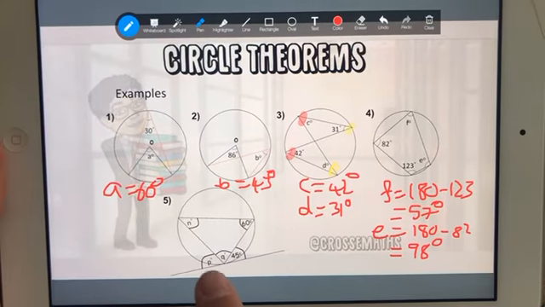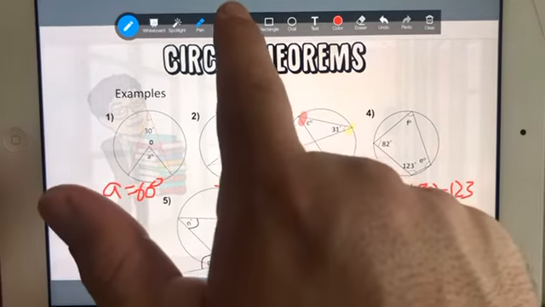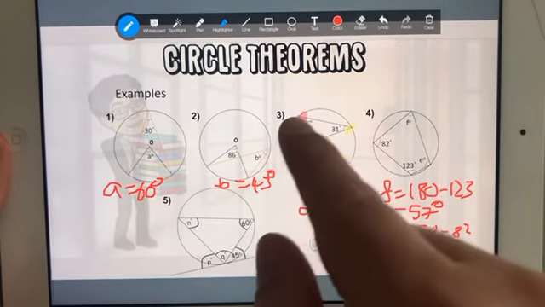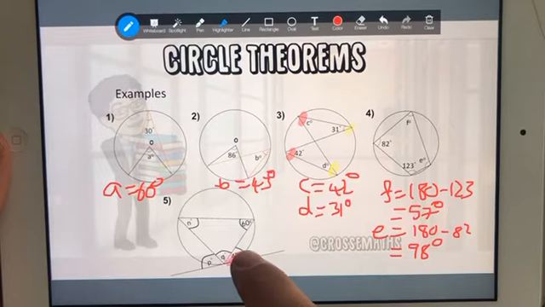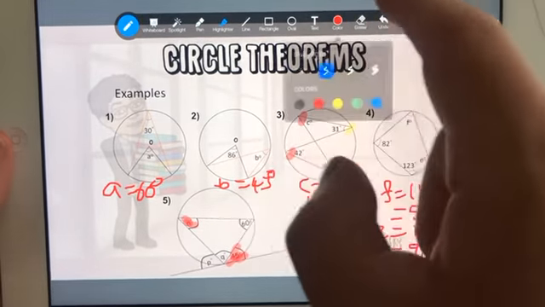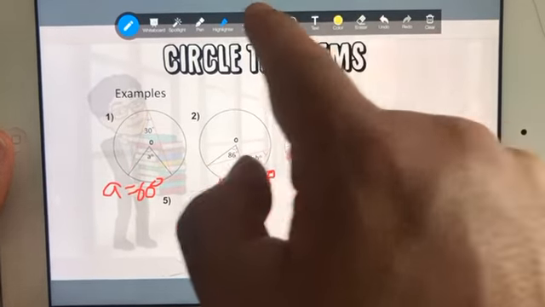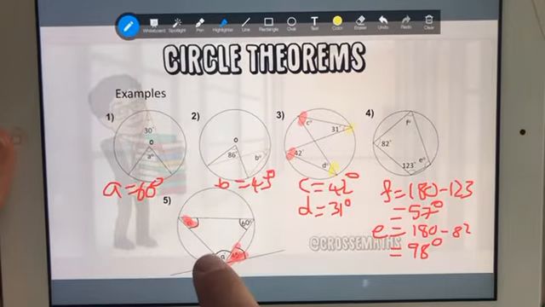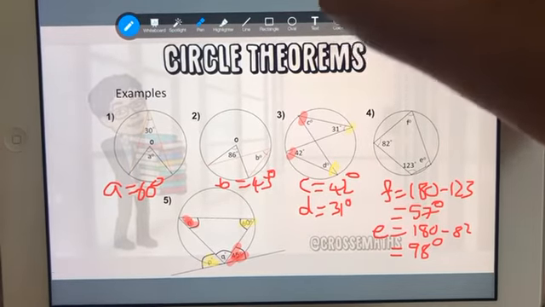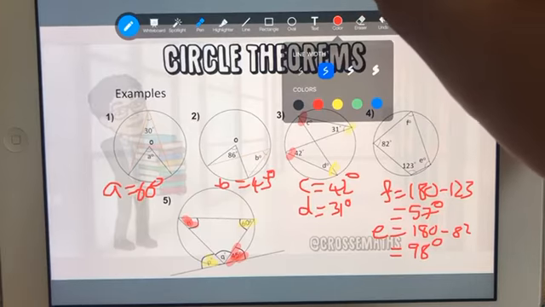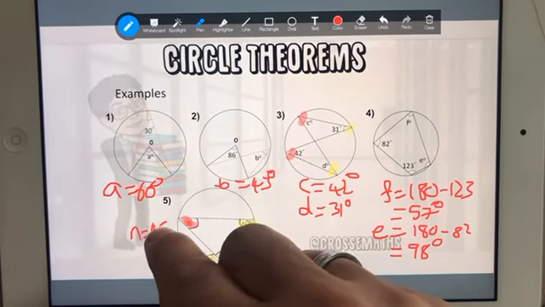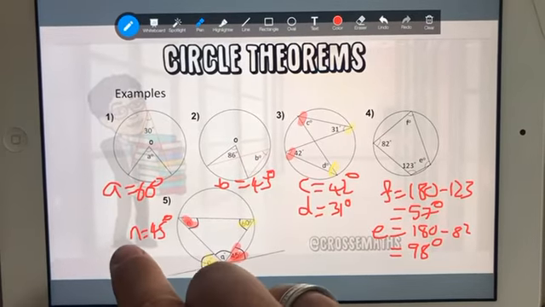And number 5, this is probably the most difficult one that people struggle to remember. Alternate segment theorem. What that means is the ones that are equal: 45 is equal to n, and P is equal to 60. I've coloured it on for you just so you can see which ones are equal. Once you know that, I know n equals 45, P equals 60.